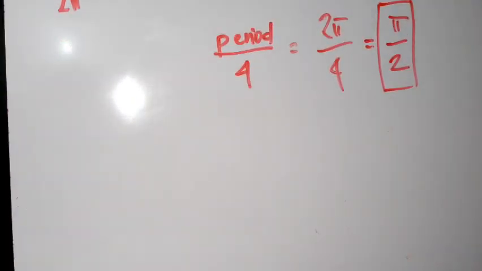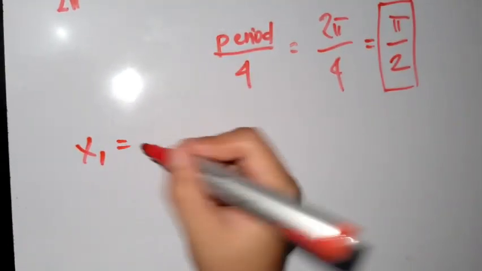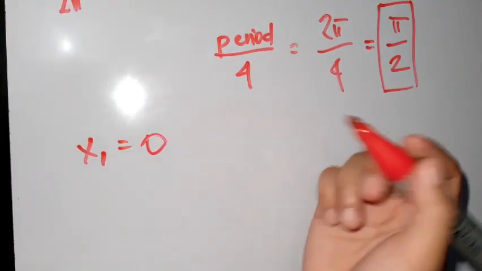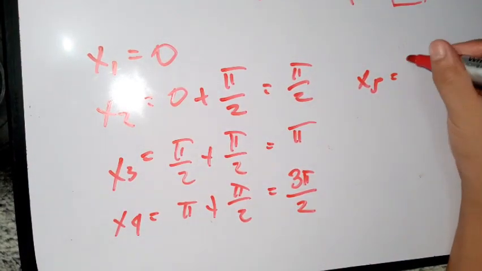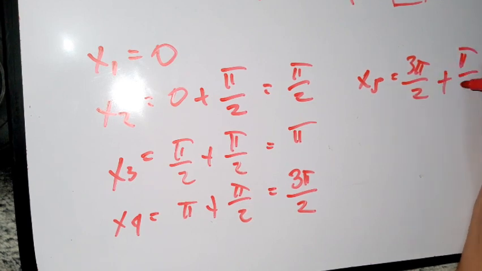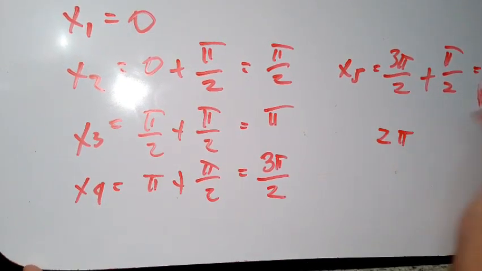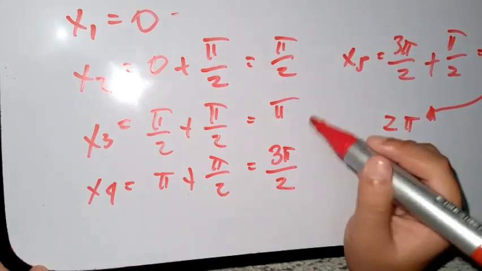In order to get the 5 key points, the x values still have the same formula. x sub 1 is where the cycle begins, which is 0, then pi over 2. And last but not least is x sub 5. We have x sub 4, which is 3 pi over 2, plus pi over 2. This is 2 pi. So by using the formula period over 4 for x sub 1 to x sub 5, we are able to identify the 5 key points of the x value of our graph. We have 0, pi over 2, pi, 3 pi over 2, and 2 pi.